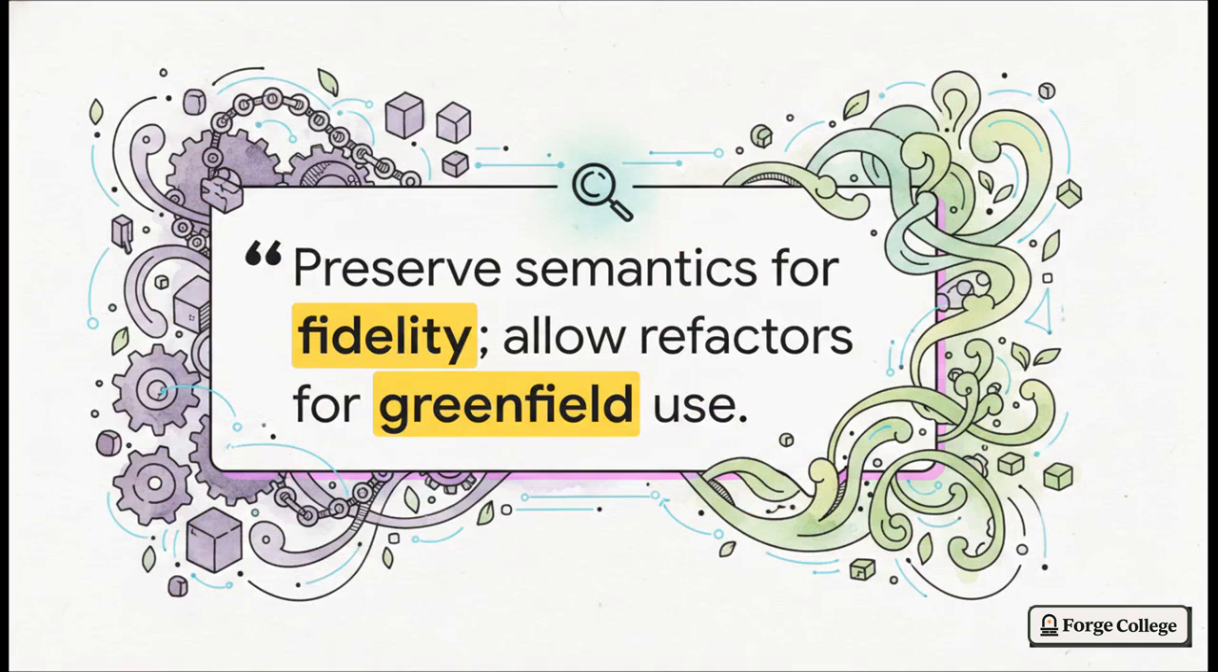To really cement this idea, I want you to remember this quote. When a catalog entry requires high fidelity for auditing, preserve semantics. For greenfield use, allow API shape and internal layout refactors. In the end, context is king. Your translation priority has to match the ultimate end goal of the project you're working on.